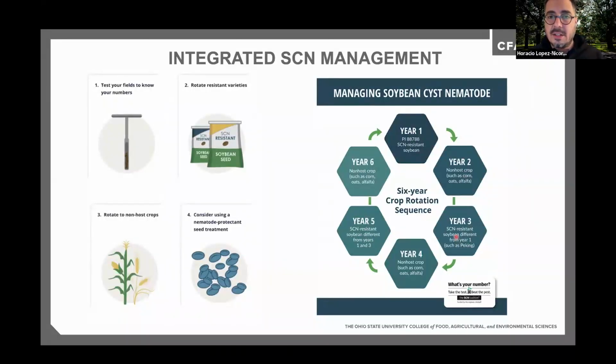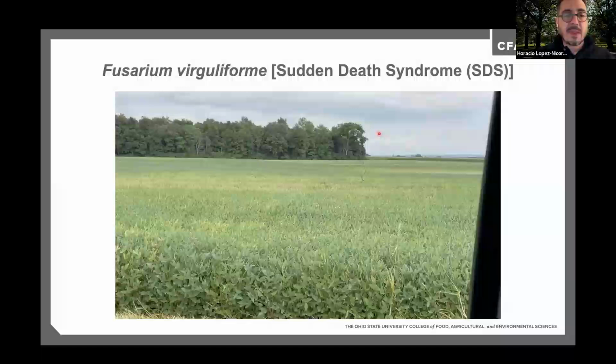It took us 30 years to adapt our population to PI 88788. We have evidence that it will take us way, way less than that to have a population adapt on Peking, unfortunately. The resistance on Peking works so well, but if a couple of those nematodes can adapt, then they will overcome that very quickly. And then we go back here in year 6 to corn, and then we repeat the cycle.